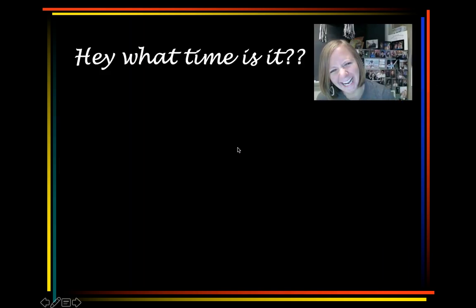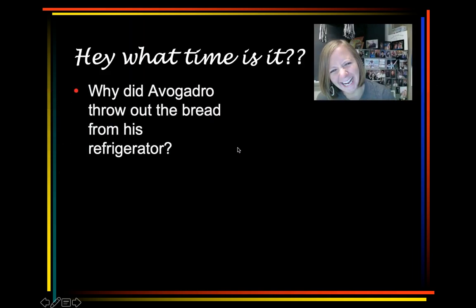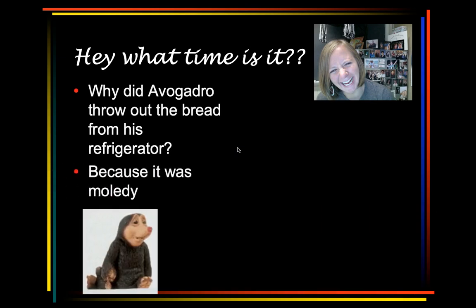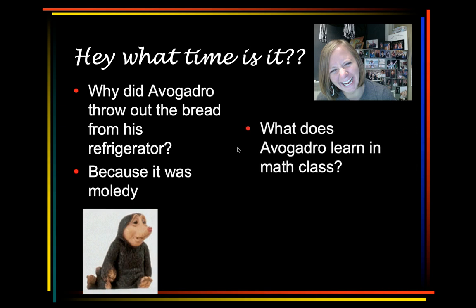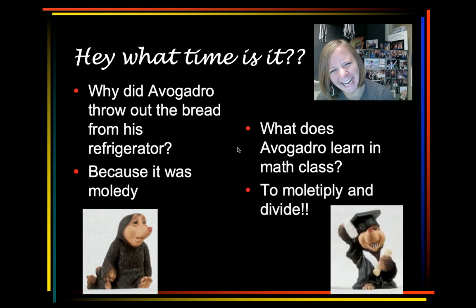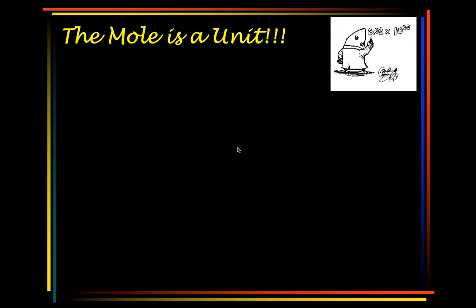All right, guess what we need to do now? All right, why did Avogadro throw out the bread from his refrigerator? Do you know? Yeah, it was moldy. Yeah, gross, right? Okay, and what does Avogadro learn in math class? What would he learn? Yeah, he learns how to multiply and divide, because why would you do one without the other?